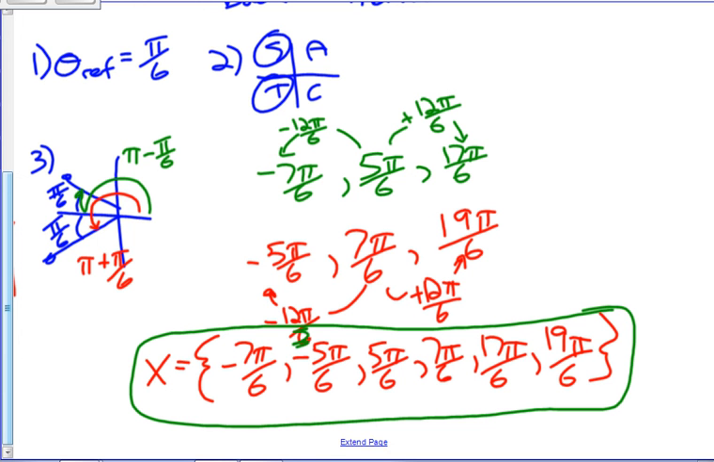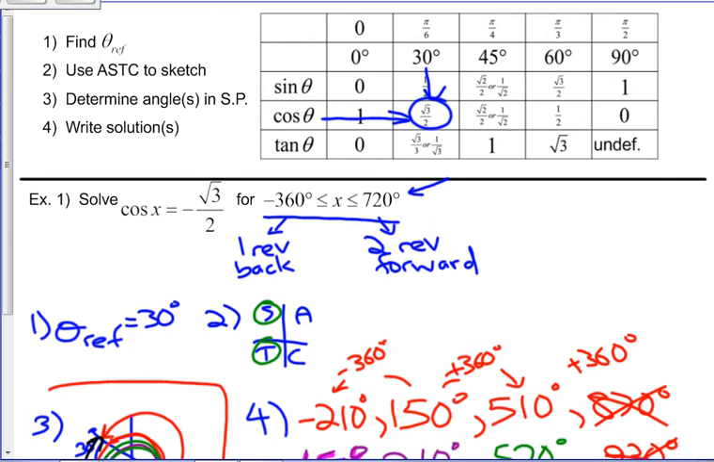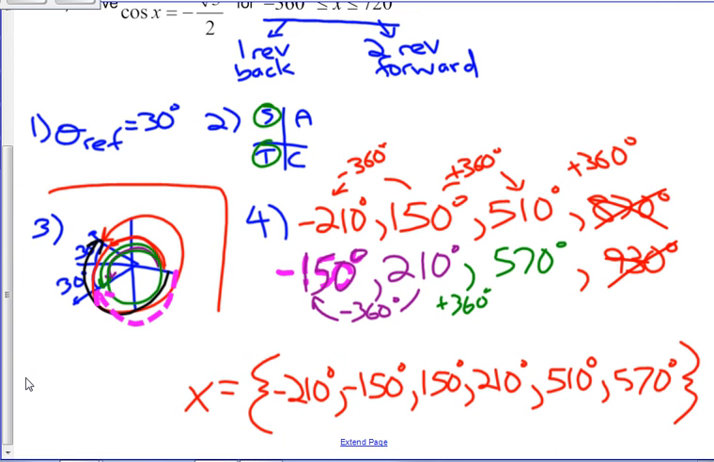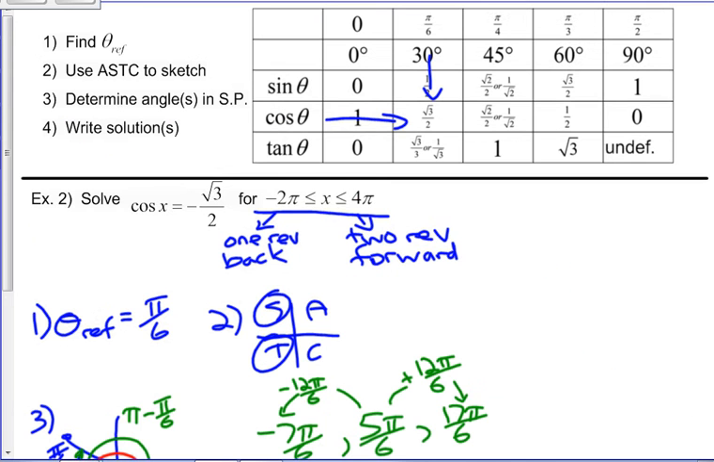If you check those all out in degrees, they would be the exact same answers that we found in example 1, because it's the same question. It's just given to us in degrees in example 1 and in radians in example 2.